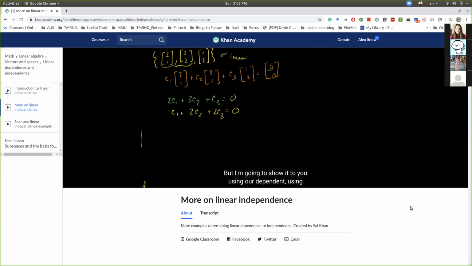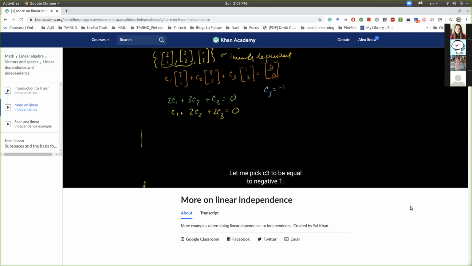But I'm going to show it to you using our little theorem here. I'm going to show you that I can get non-zero C3, C2, and C1 such that I can get the 0 here. If all of these had to be 0, I mean, you can always set them equal to 0, but if they had to be equal to 0, then it would be linearly independent. But let me just show you. Look, I can just pick some random C3. Let me pick C3 to be equal to -1.